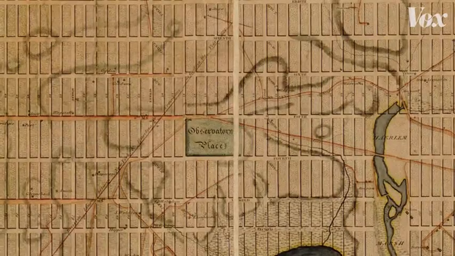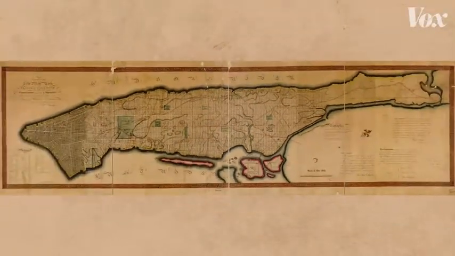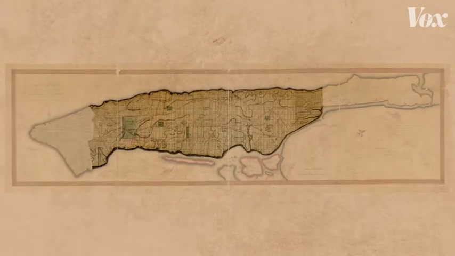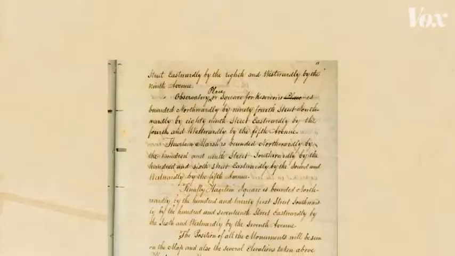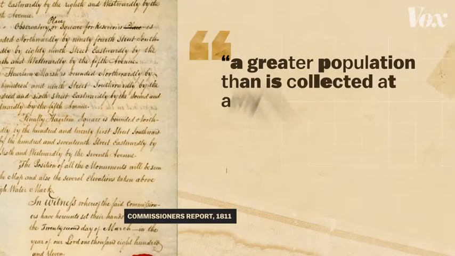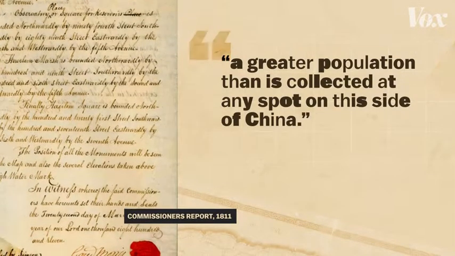In 1807, the state established a new commission to create a workable plan, and it was huge. In this map, this color shows the settled land, and this color shows the projected areas for the grid. In their official report, they said they'd planned for a greater population than is collected at any spot on this side of China. The grid made sense to hold it.